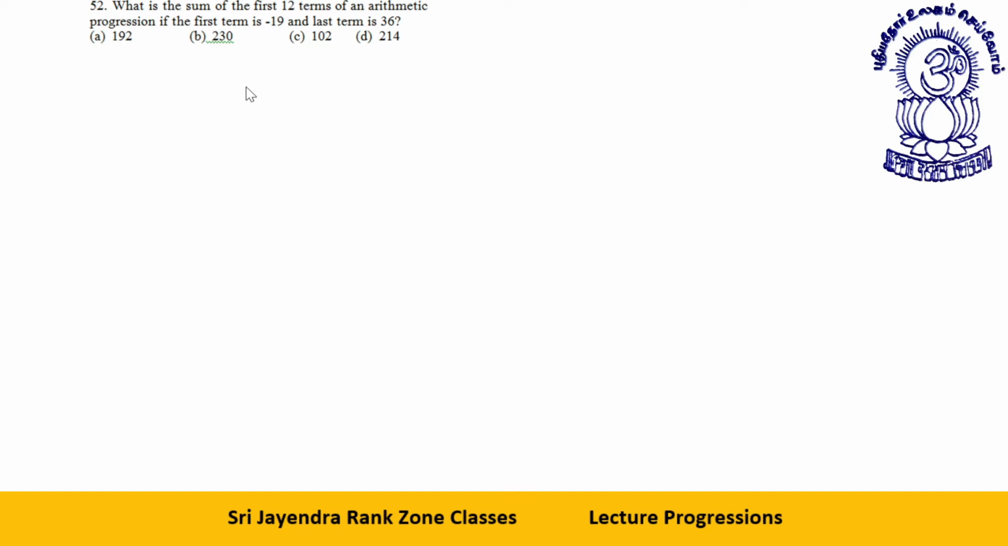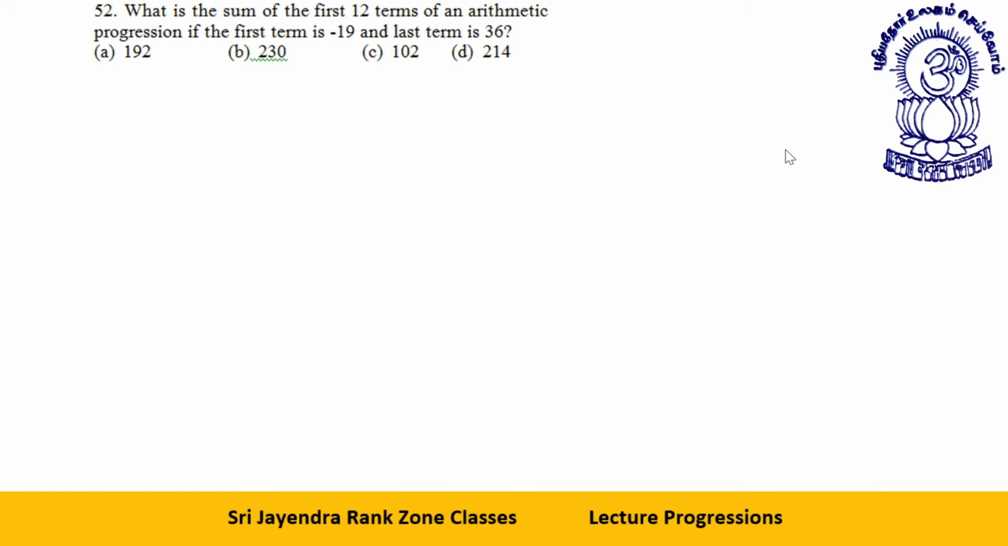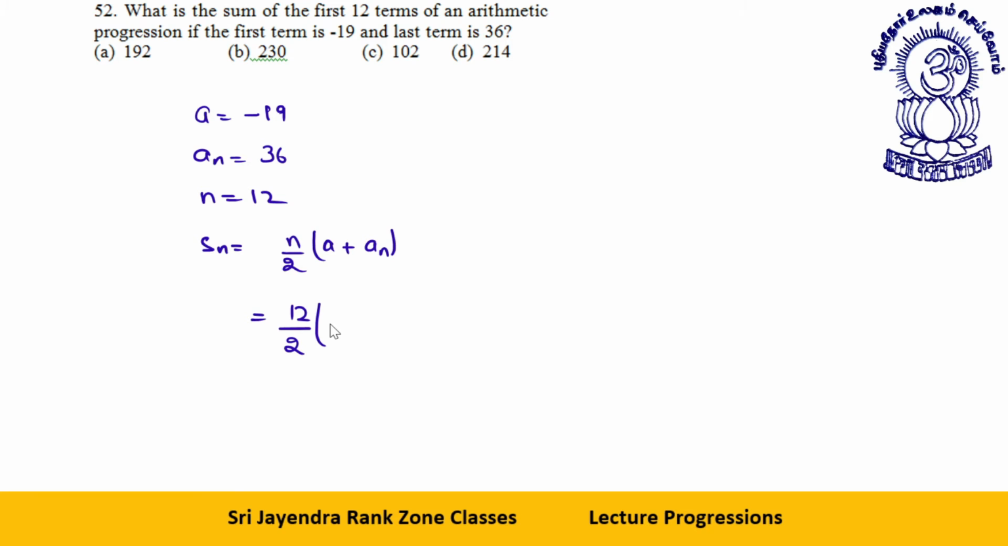What is the sum of the first 12 terms of an arithmetic progression if the first term is minus 19 and the last term is 36? You have a as minus 19, an as 36, n as 12. What is Sn? Sn is equal to n by 2 into a plus an. That is 12 by 2, a is minus 19 and an is 36. So 36 minus 19 is 17. That is 102. Option number C is the answer.